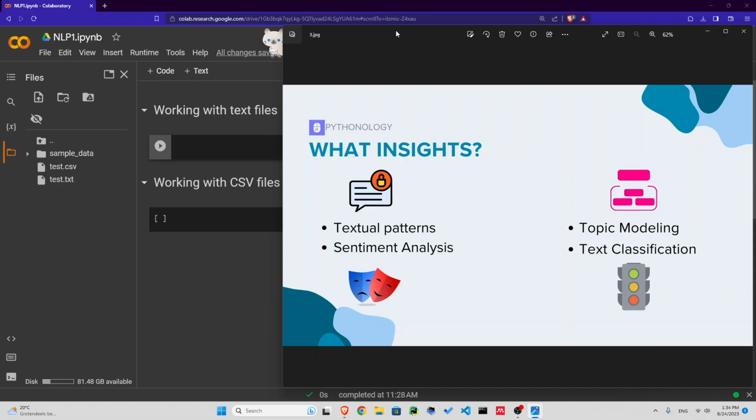Then you have topic modeling. With topic modeling, you're looking for specific themes and topics within texts. Which words or topics carry the most weight in a text?